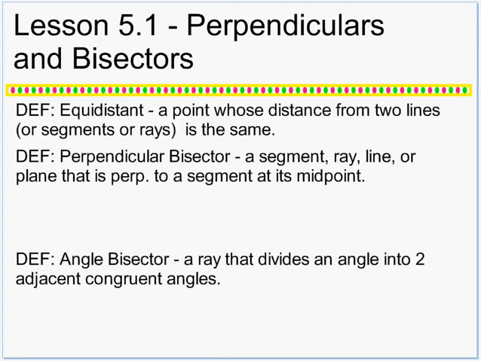Today's lesson is on perpendiculars and bisectors. First definition, equidistant, which is a point whose distance from two lines is the same. Equidistant, equal distance. Perpendicular bisector, we're looking at a segment. We're going to take that segment, split it at its midpoint, and make it perpendicular. Angle bisector, we're taking an angle and cutting it into two equal angle measures, or two congruent angles.